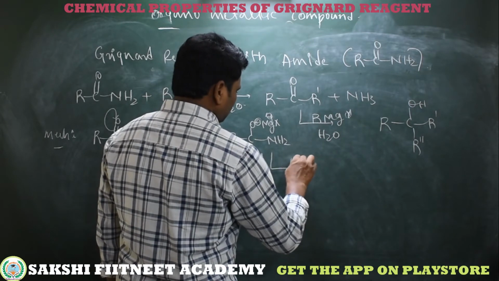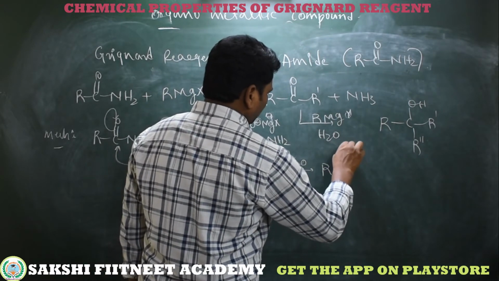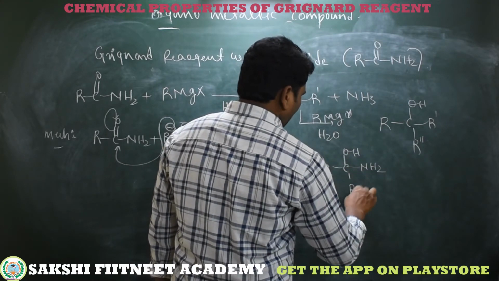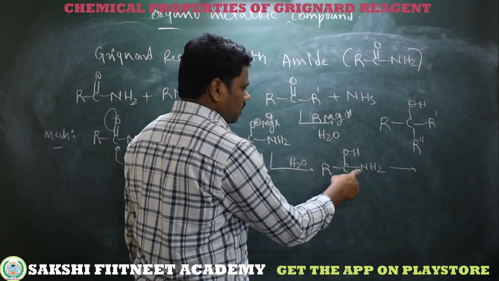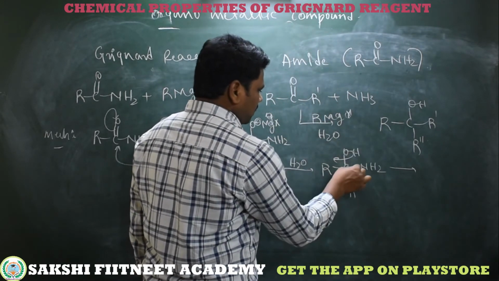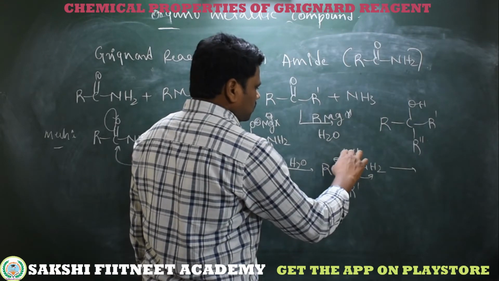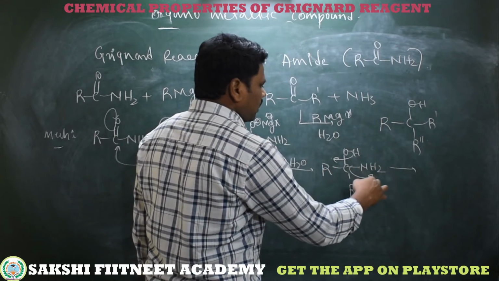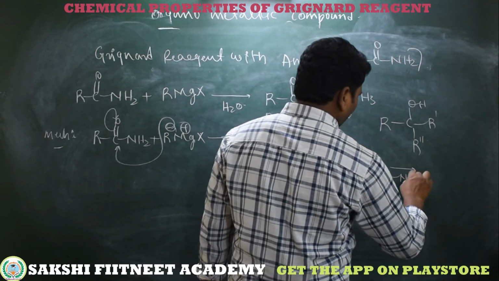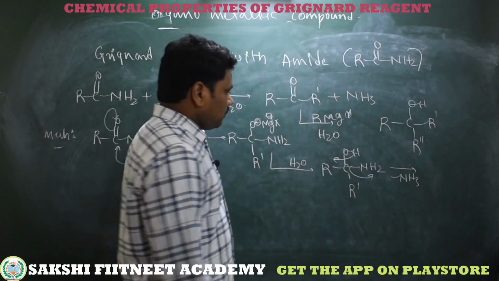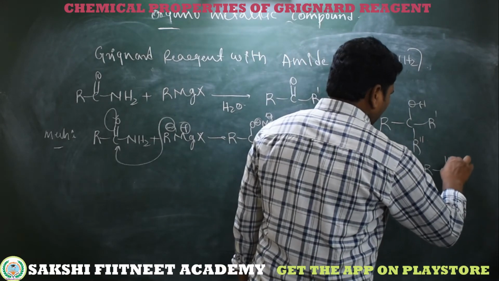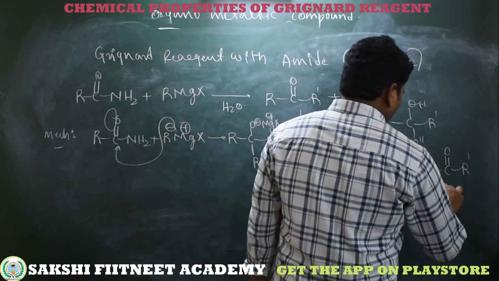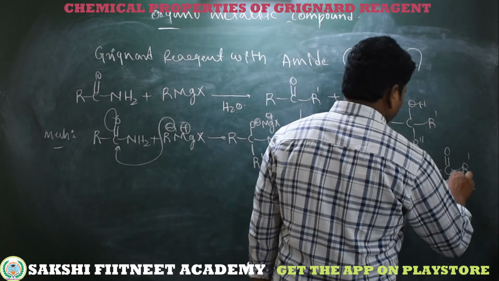So on hydrolysis we are getting R C OH, that is NH2 and R prime. Now see here we have OH and a leaving group. This undergoes elimination, H plus, NH2 minus. See here the oxygen hydrogen bond electrons are shifting, the carbon to nitrogen bond electrons are shifting towards nitrogen, then NH2 minus, H plus, minus NH3, then we are getting R C double bond O R prime. So this is a ketone functional group we got with one mole of Grignard reagent with an amide.